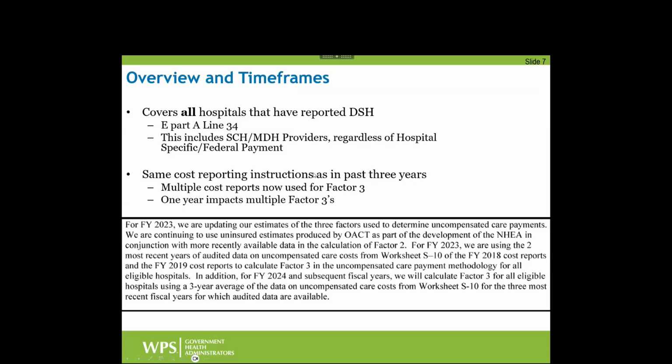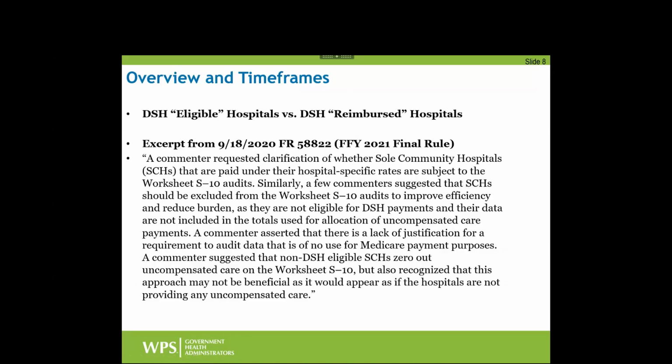Now, the cost reporting instructions are the same for this current year as they've been in the past few years. And that's that the 3-year average is going to be used for the factor 3. So that means that every year we audit will impact multiple years, 3 years of the factor 3. So you can look at it from both perspectives. This is just a little discussion about that 3-year average.